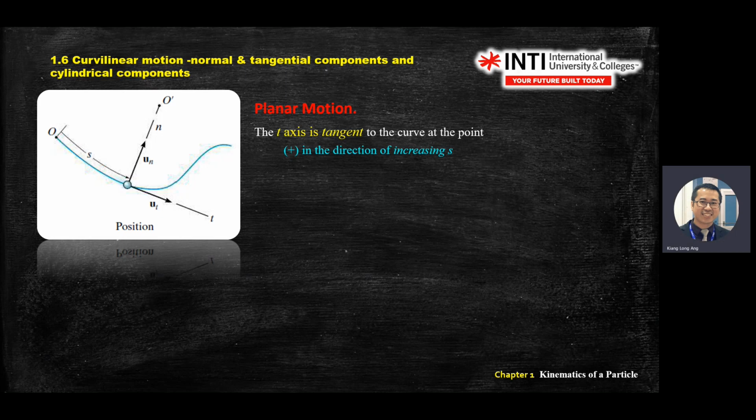Tangent behaves similarly to your V. Tangent always, and the tangent axis, the pointing arrow, always refers to the direction of the particle. So for example, if this particle moves from the top to the bottom, the T will be positive towards this direction.